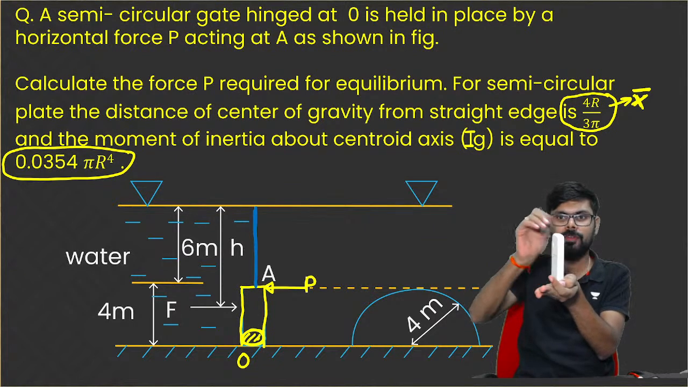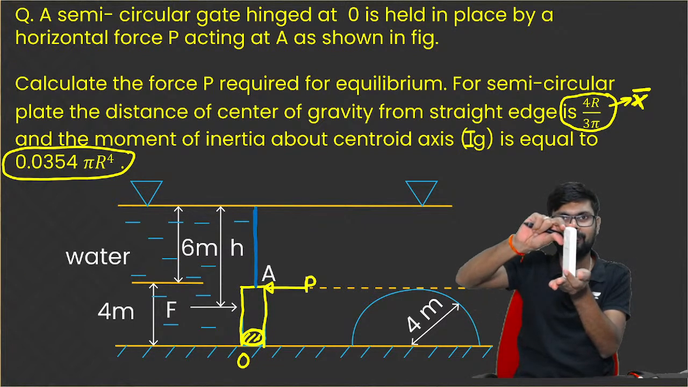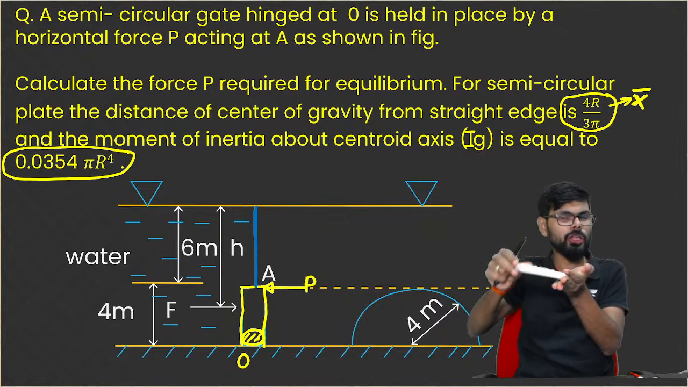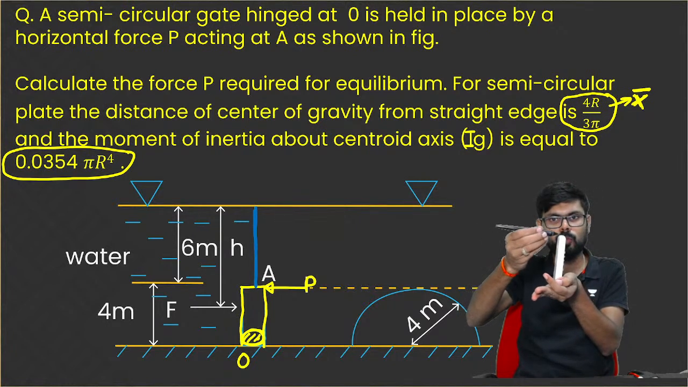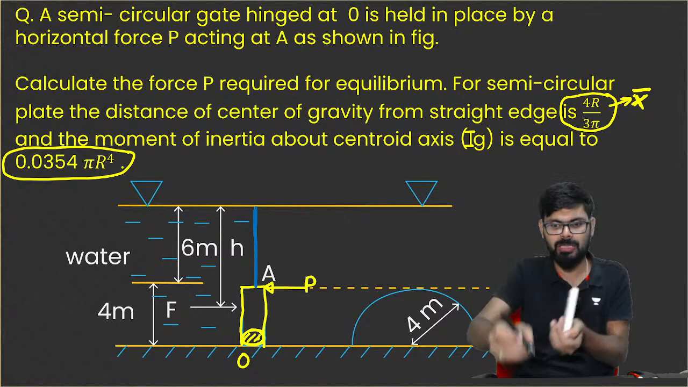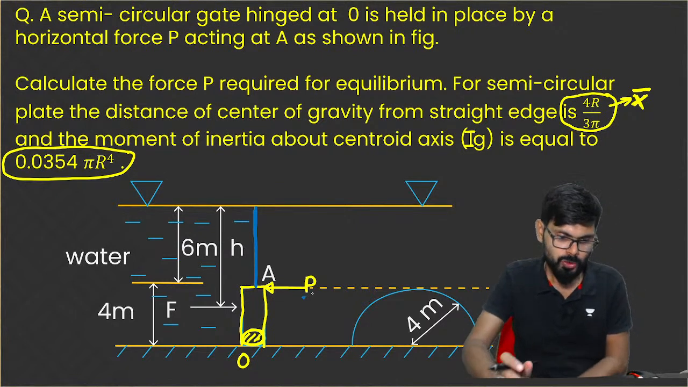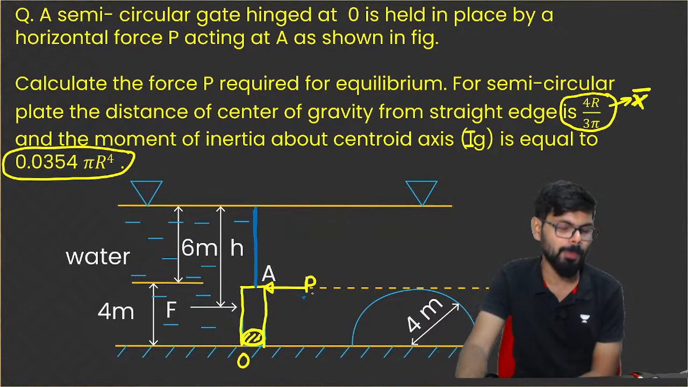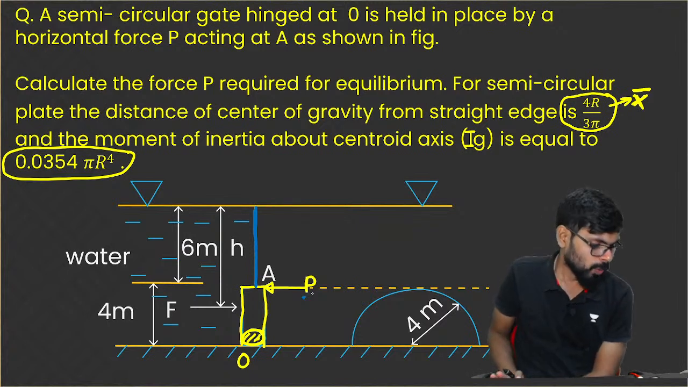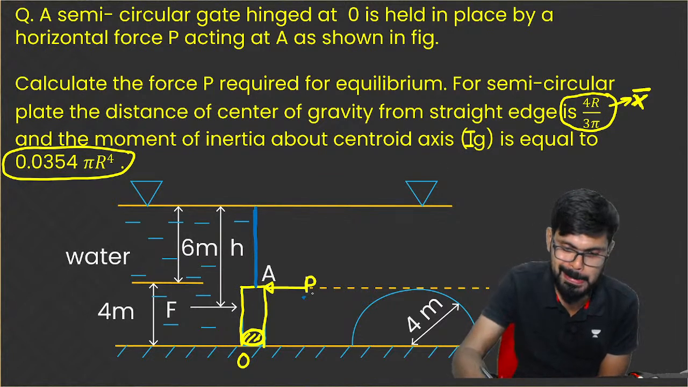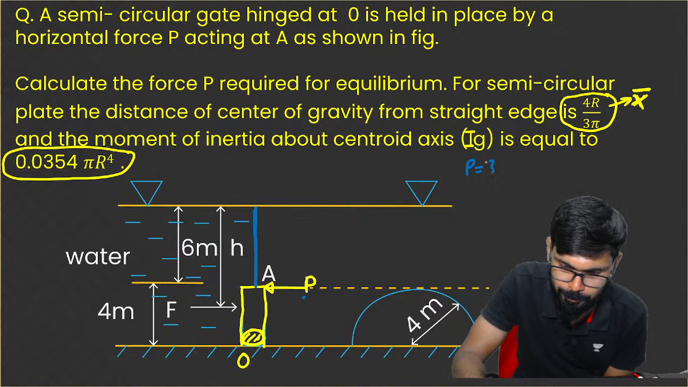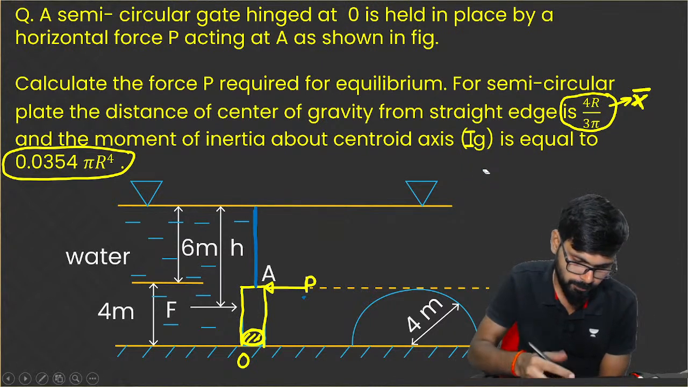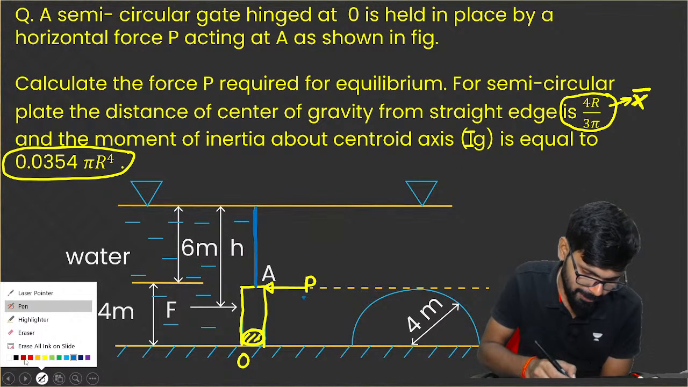But if no force is there, it will move down, no? But it is not moving down. Why? Because here one support is there, that P force. I am applying here P force. So what they are asking, calculate the force required. P force we have to find out. What is the value of P?